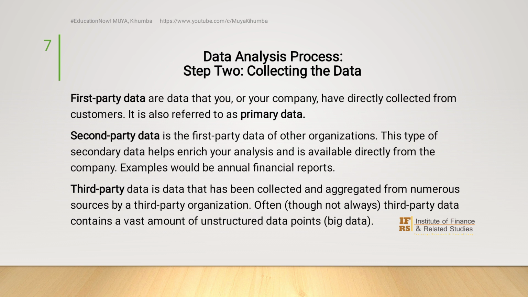What is third-party data? Third-party data is data that has been collected and aggregated from numerous sources by a third-party organization. Often, third-party data contains vast amounts of unstructured data points, that is big data. Many organizations collect big data to create industry reports or to conduct market research. The research and advisory firm Gartner is well known worldwide. Other third-party data could come from, say, Kenya National Bureau of Statistics, World Bank Development Indicators, or even the IMF. There are many other open data repositories and government portals that are also sources of third-party data. Third-party data is secondary data.